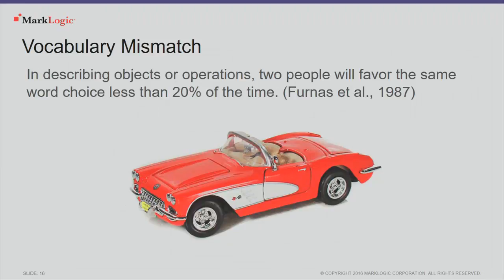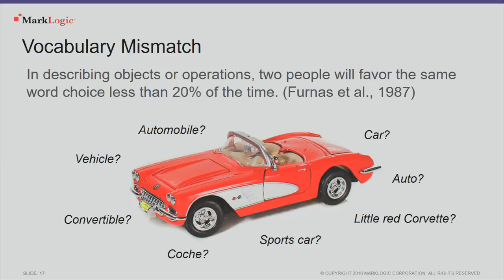Presented people with common objects, common operations from different domains, and had them describe them. So presented them with recipe ingredients, classified ad items, text editing operations. He wanted to find out if people describe things the same way and consistently. And it turns out they don't. Actually, only 20% of the time would two given people give the same word for a description of a common object or a common operation. And that's really the challenge we face in data integration. People naturally describe things in different ways, and that makes data integration after the fact a challenge.